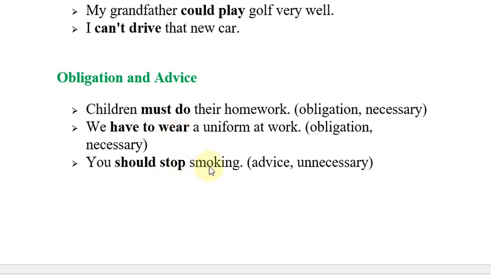You should stop smoking. This is a kind of advice. This is a kind of recommendation. But it is not necessary. It is unnecessary.